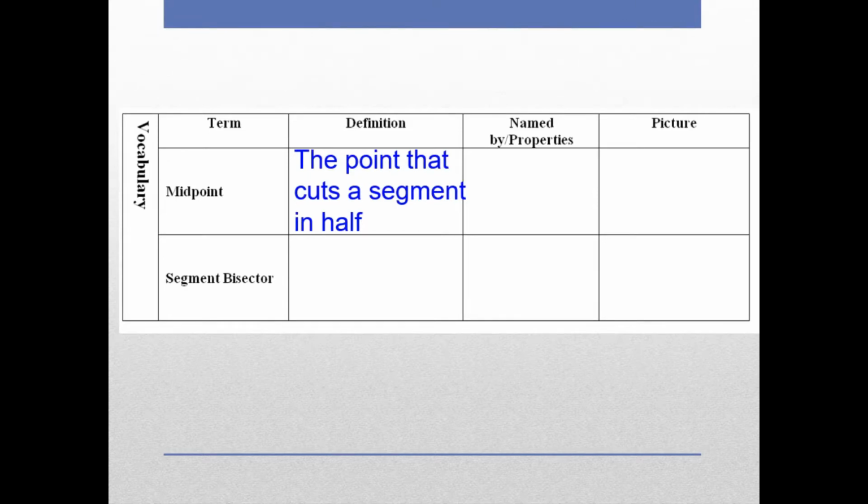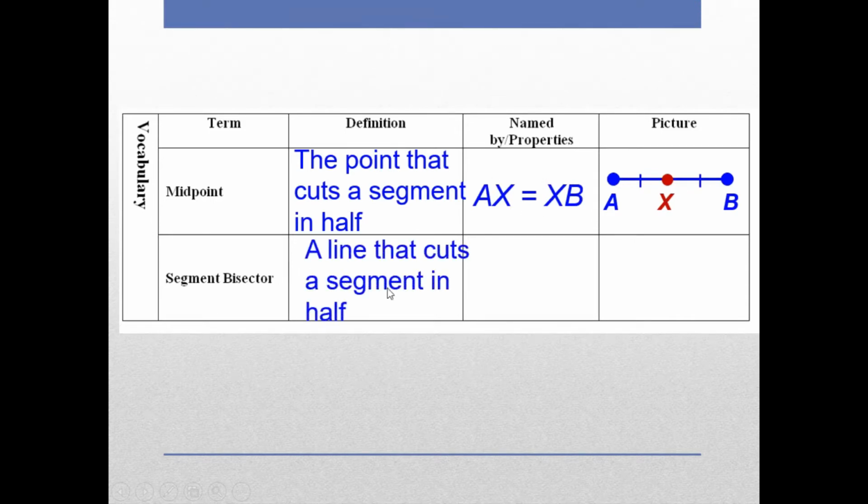The other thing that we need to learn in this lesson is what is a midpoint. A midpoint is a point that cuts a segment in half. It's right in the middle, so it makes two congruent and equal segments from the larger segment. A segment bisector is basically the same thing, except that it's a line that passes through the midpoint. The line cuts the segment in half.